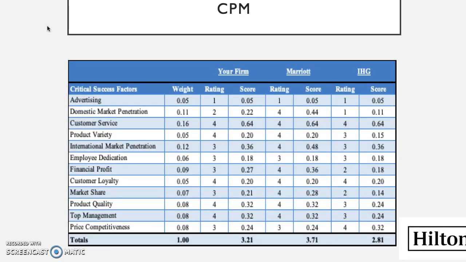Looking over the CPM, for the most part, it was shown that Marriott right now is the superior hotel chain. The biggest difference between Marriott and Hilton is the international market penetration. Marriott has double the global market share than Hilton does at the moment. Other than that, they're pretty much neck and neck when it comes to everything else.